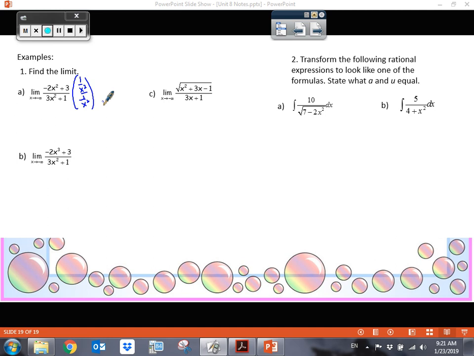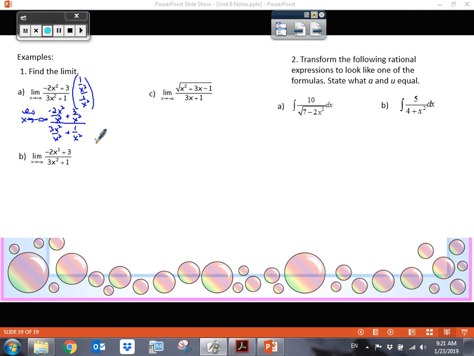So now I'm going to distribute that, and I'm actually going to write this next step out. Normally I distribute and simplify at the same time, but I don't want anyone to be confused about exactly what I'm doing. So I'm just going to straight multiply it out. So this is the limit as x goes to negative infinity of negative 2x squared over x squared plus 3 over x squared, all over 3x squared over x squared plus 1 over x squared. That's really what we're doing. We're multiplying it all out. Once we multiply it all out, we're going to simplify it.